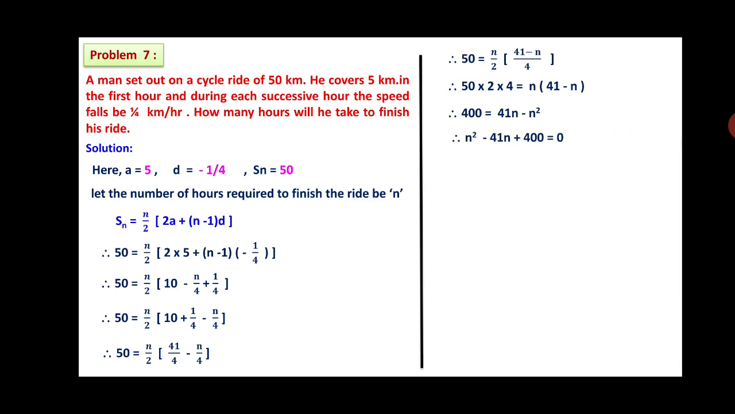Therefore, by rearranging the terms, n square minus 41 n plus 400 is equal to 0. This is a quadratic equation. Now, we'll attempt this one. Here we have to factorize 400 such that the product is 400 and sum is 41. So, 25 and 16 are the two factors of this 400, minus 25 and minus 16. So, we can write n square minus 25n minus 16n plus 400 is equal to 0.